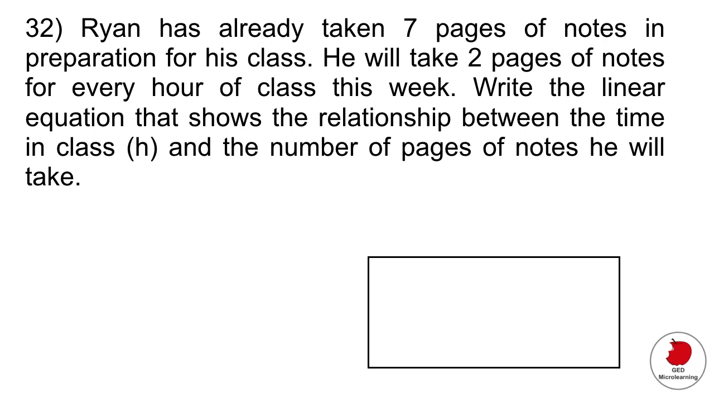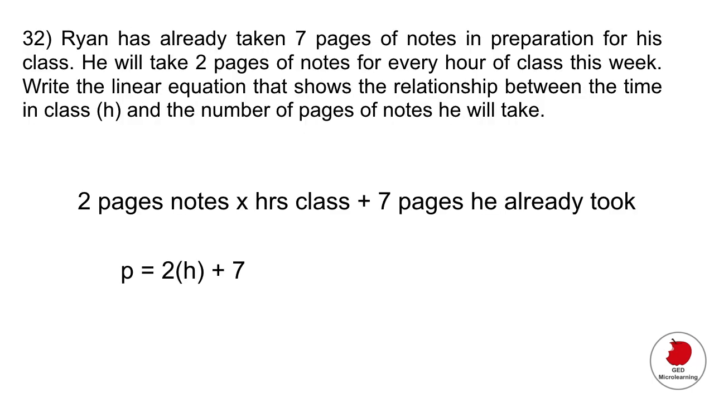Okay, so here what you're going to do is, oh, sorry, I gave you the whole answer there. So we said he takes 2 pages of notes, and we're going to multiply that by the number of hours that he attends class, which we don't know how many that is because they don't tell you in the question. And then we're going to add to that the 7 pages of notes that he already took. Okay, so that's kind of like the fixed value that you have there. So if you translate that into a linear equation, it would be p is equal to 2 times h plus 7.